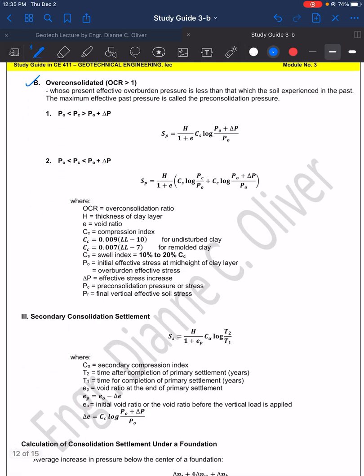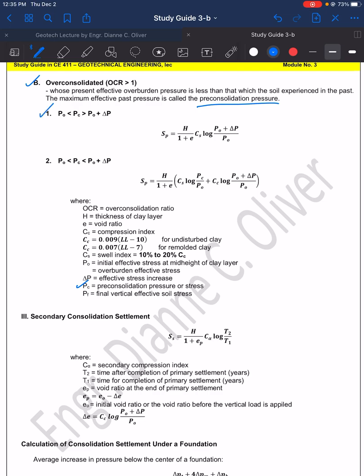Next, the letter B, we have the over-consolidated wherein OCR is greater than 1. So over-consolidated, whose present effective overburden pressure is less than that which the soil experienced in the past. The maximum effective past pressure is called the pre-consolidation pressure, okay, or P sub C. So we have there the P sub C, pre-consolidation pressure or stress. So we have another 2 cases here.